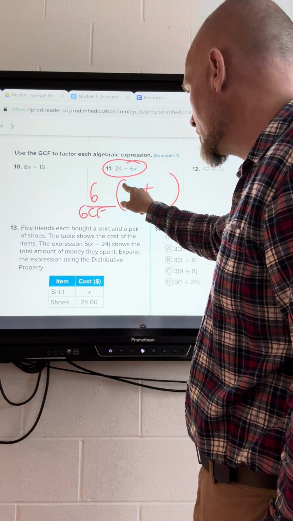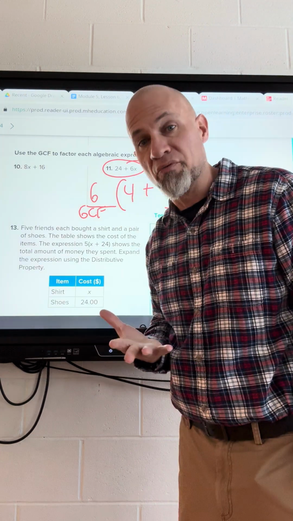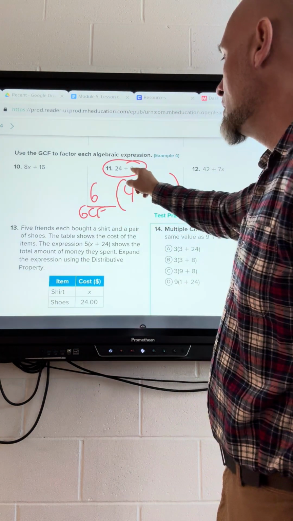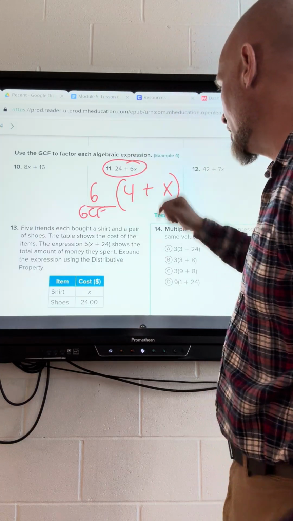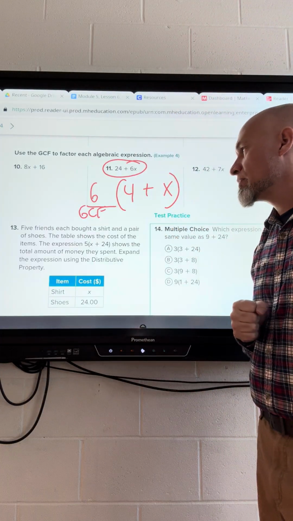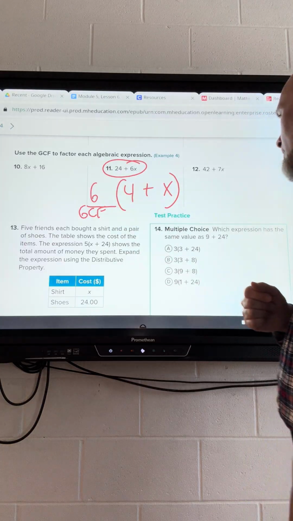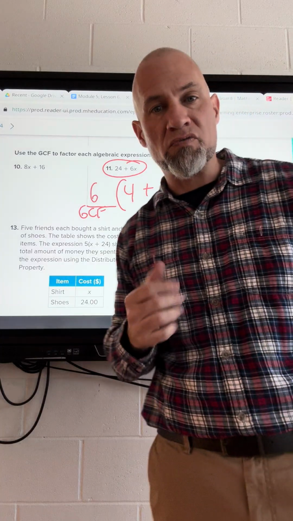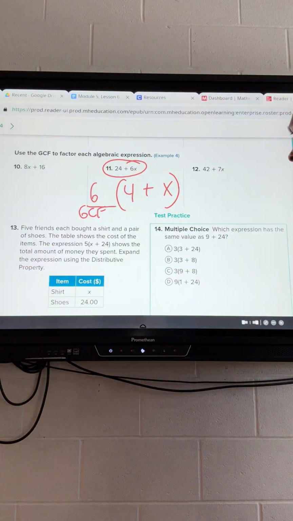So to get 24, you'd have to multiply 6 by 4. To get 6x, you're actually getting the original term in this case. You would have to multiply 6 by, you could call it 1x, or we could just call it x. All right, so 6 times 4 is 24, 6 times x is 6x, okay? Remember, x by itself is really 1x, but the 1 is understood, we don't usually write it.